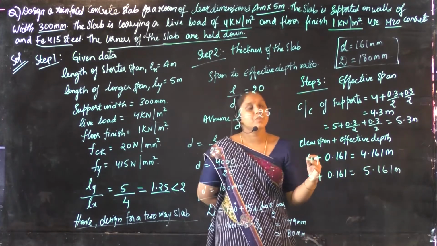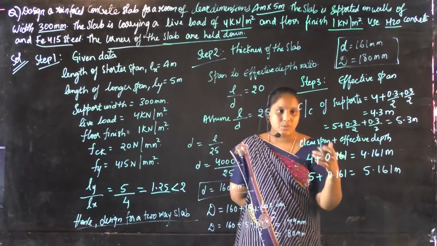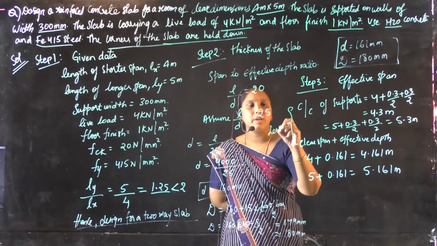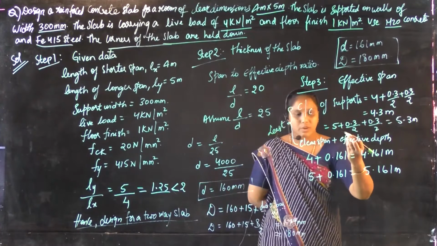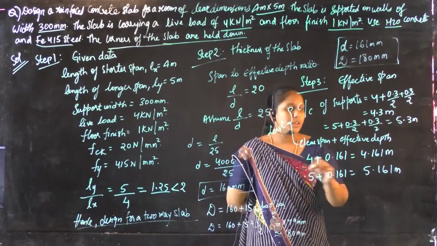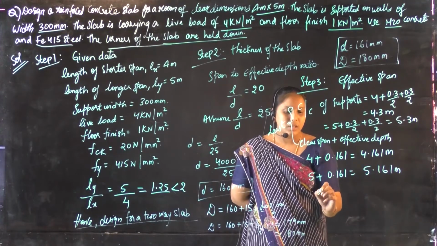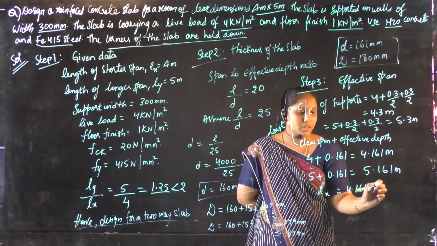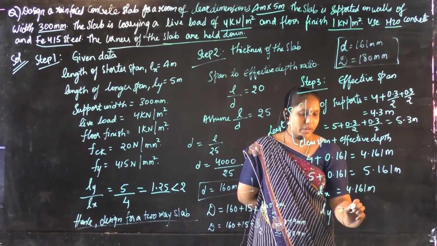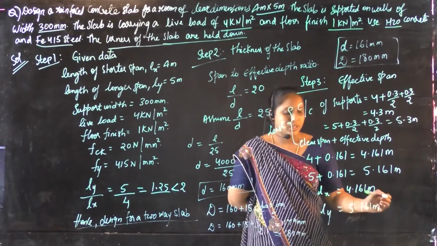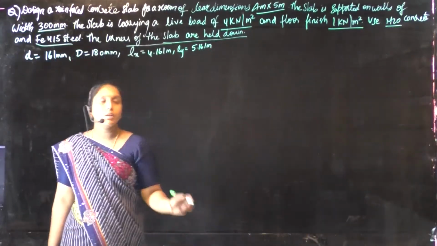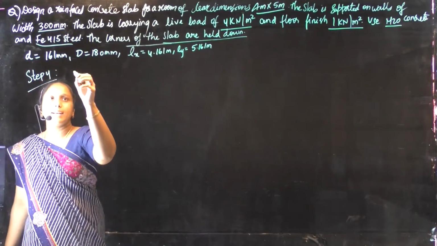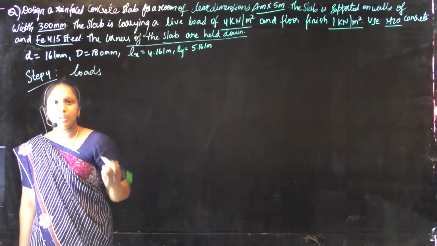So out of these two, which one do we have to consider? We have to consider the least value, that is the least of the center to center of supports and the clear span plus the effective depth. So we take the least one, and from that we take the effective spans as 4.161 meters in the shorter direction, and 5.161 meters in the longer direction. Now step 4 is to calculate the loads acting on the slab.